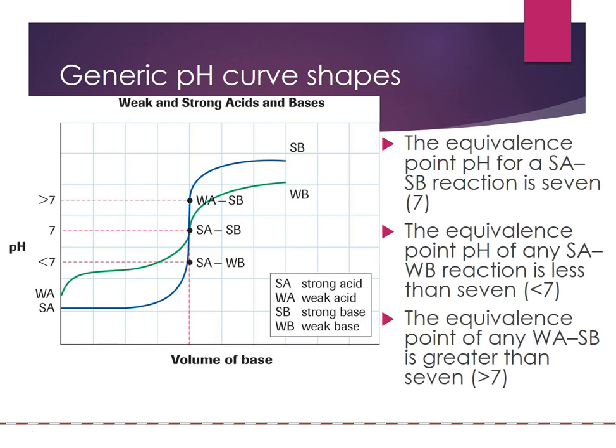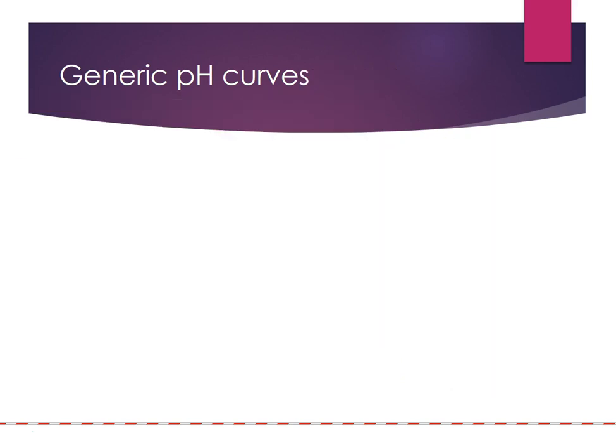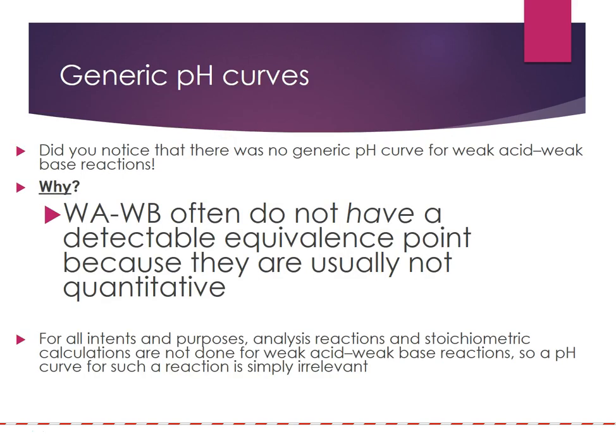The equivalence point pH for a strong acid and strong base reaction is 7. The equivalence point for a strong acid and weak base reaction is less than 7. The equivalence point for a weak acid strong base reaction is greater than 7. We do not have a generic curve for weak acids and weak bases. This is because they do not have a detectable equivalence point, because they are not usually quantitative.